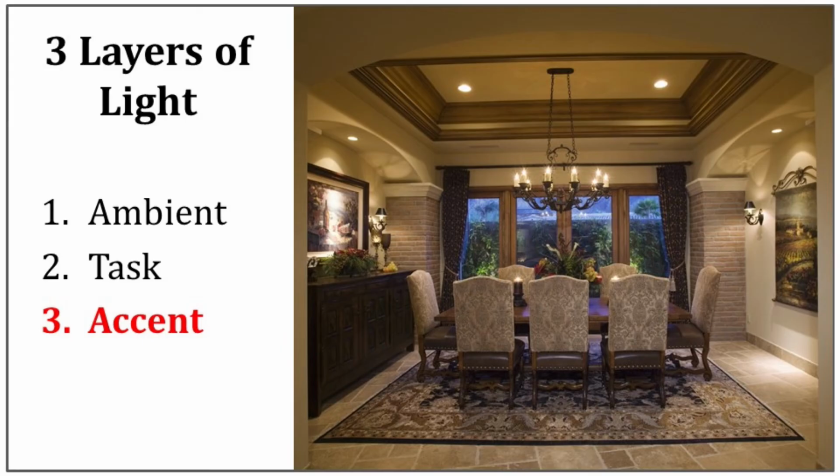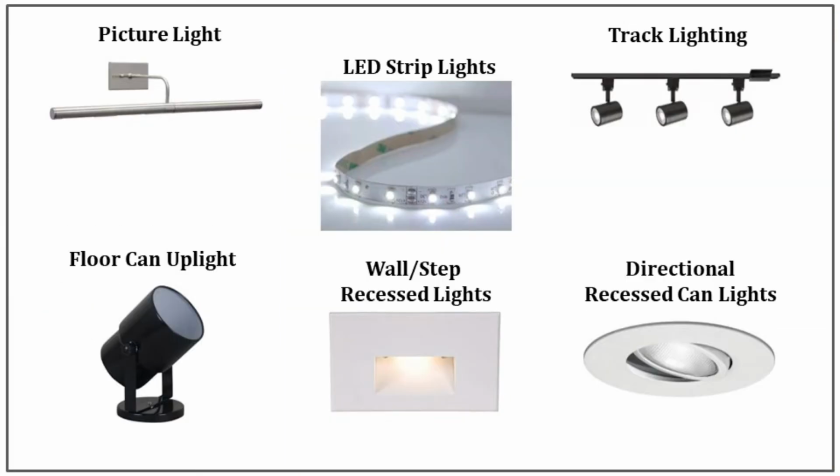Finally, to really take your lighting scheme to the next level, add some accent lighting to areas of the room that you want to draw attention to or highlight. This could include a floor can uplight for a large plant, track lighting or directional recessed can lights to light up artwork, wall decor or sculptures, picture lights for artwork, wall or step recess lights, or one of my favorites, LED strip lights, which can be used in many applications, including inside or under cabinetry, bookcases, open shelving, or in the toe kicks of your kitchen base cabinets or bathroom vanities, just to name a few.